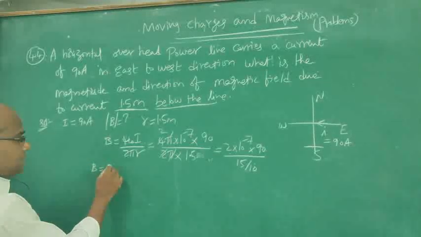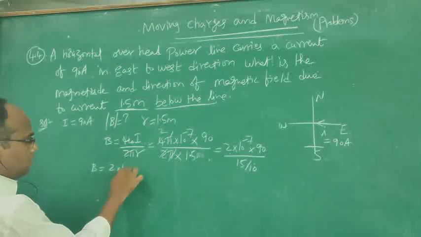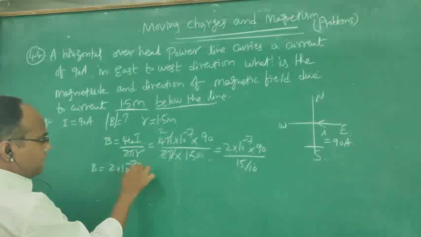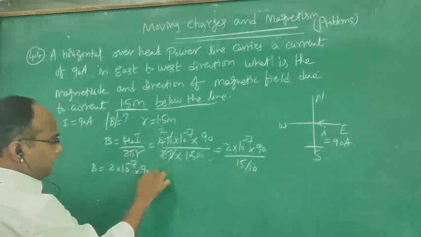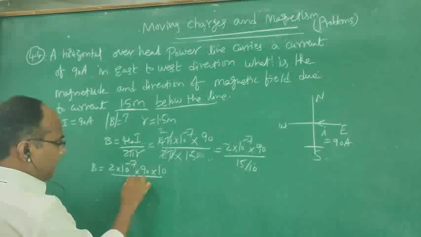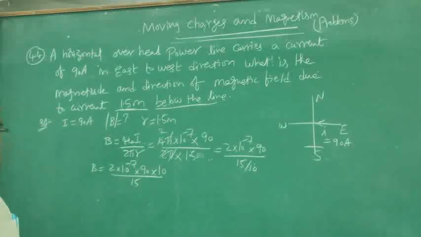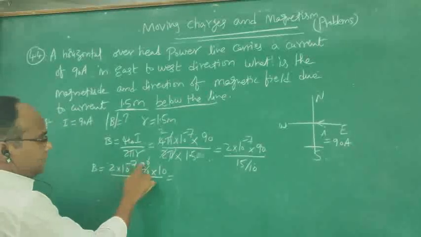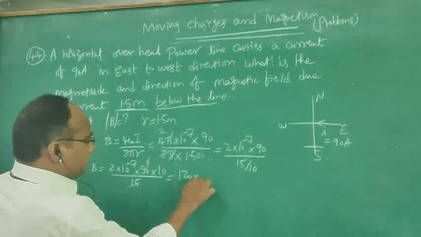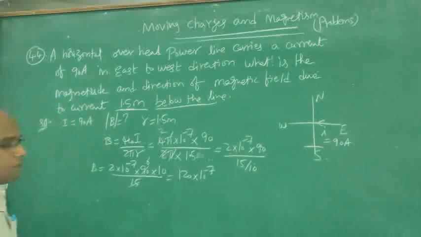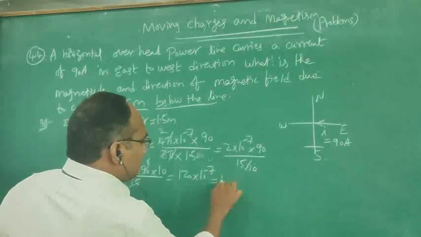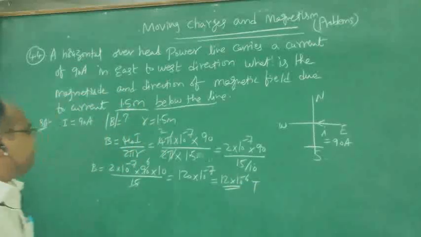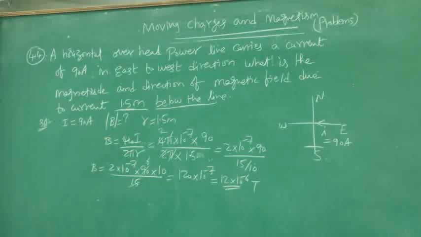So here what happens? 2 into 10 to the power of minus 7 into 90 into 10 divided by 15. 15 ones are 15, 15 sixes are 90, so 2 sixes are 12. 12 into 10 is what? 120 into 10 to the power of minus 7. So what is the value? 12 into 10 to the power of minus 6 Tesla. This is the fourth problem.